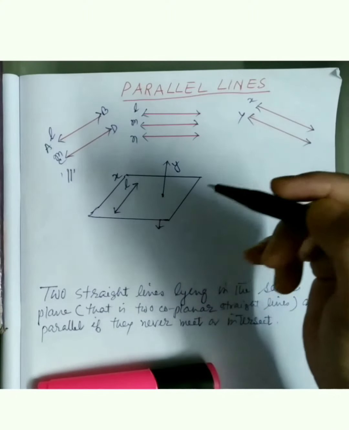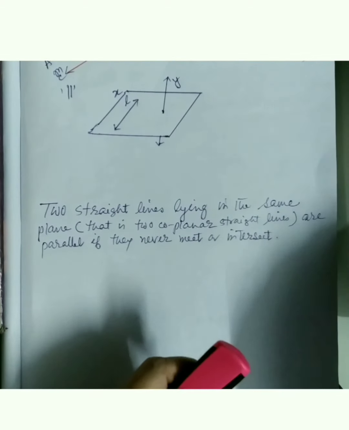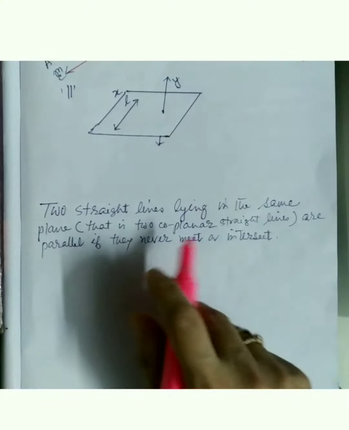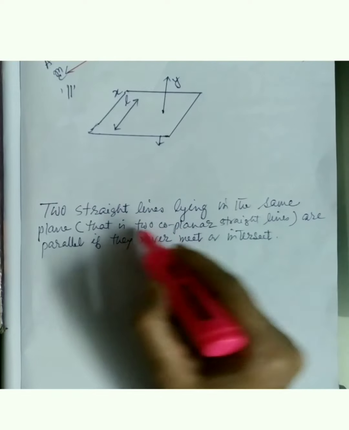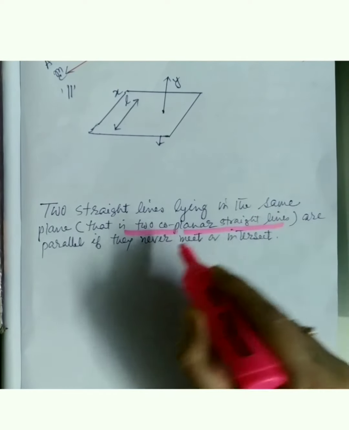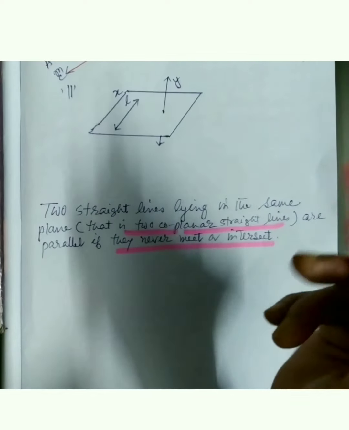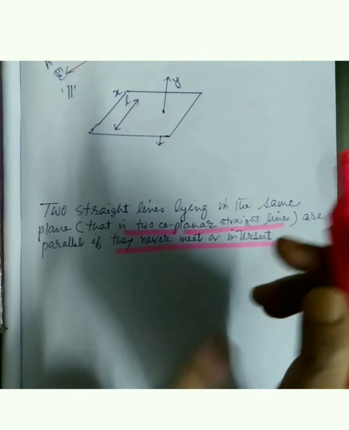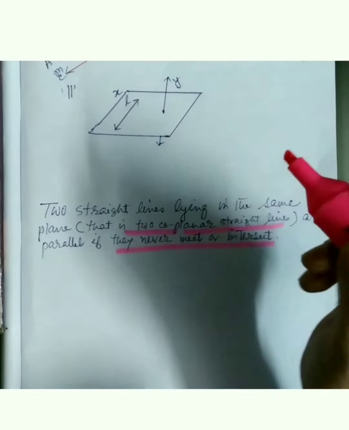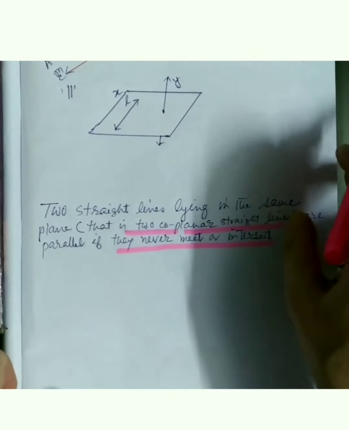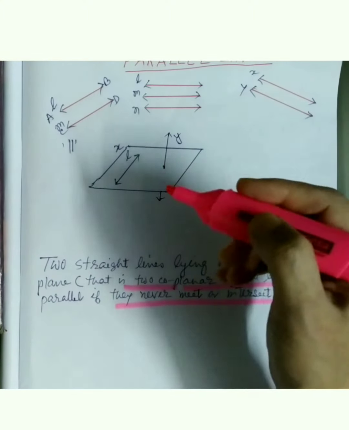So the definition of parallel lines should be like this. Two straight lines lying in the same plane, that is two coplanar straight lines, are parallel if they never meet or intersect. So two conditions are there. One is that they should be coplanar straight lines, and another is they never meet or intersect. So always keep it in your mind that parallel lines, yes, they never meet, and another most important condition is that they should be in the same plane. Otherwise they won't be parallel. Only with one condition we can't say that these are parallel.